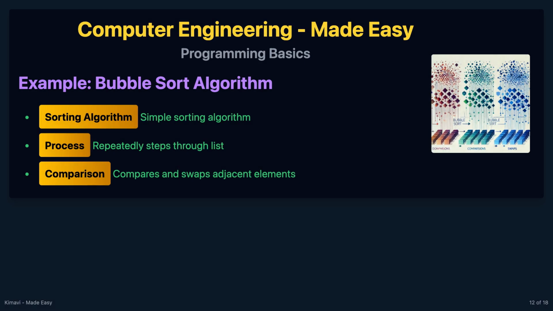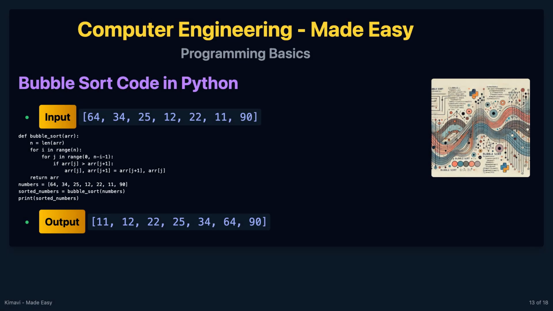Bubble sort is a simple sorting algorithm that repeatedly steps through the list, compares adjacent elements, and swaps them if they are in the wrong order. Here is the code for the bubble sort algorithm in Python. The function bubble sort takes an array as input. It iterates through the list, comparing adjacent elements and swapping them if they are in the wrong order. The sorted array is then returned.